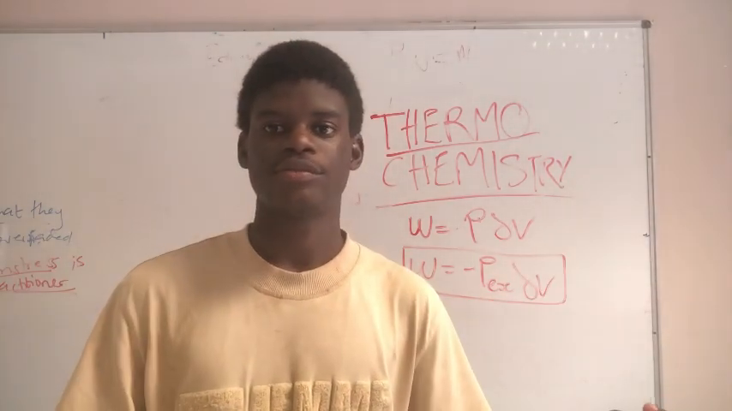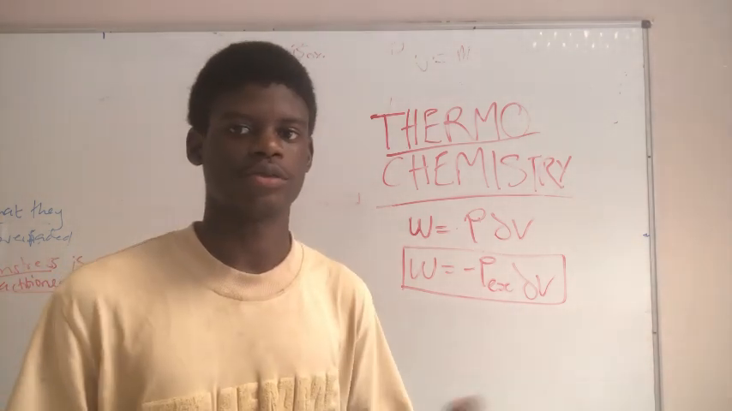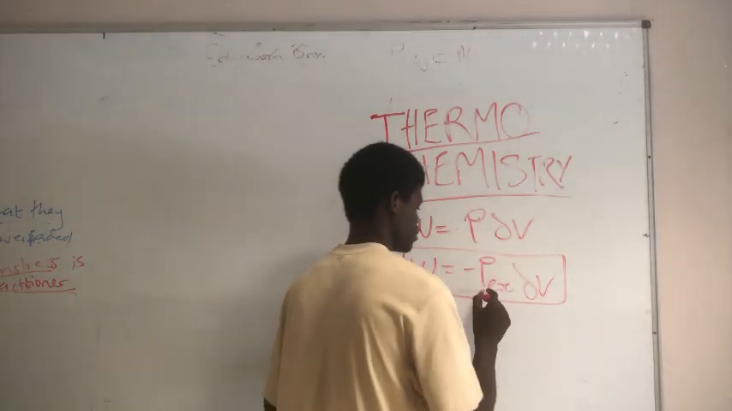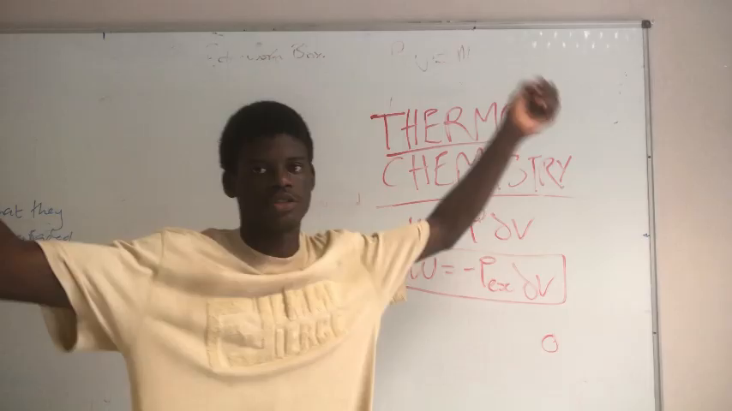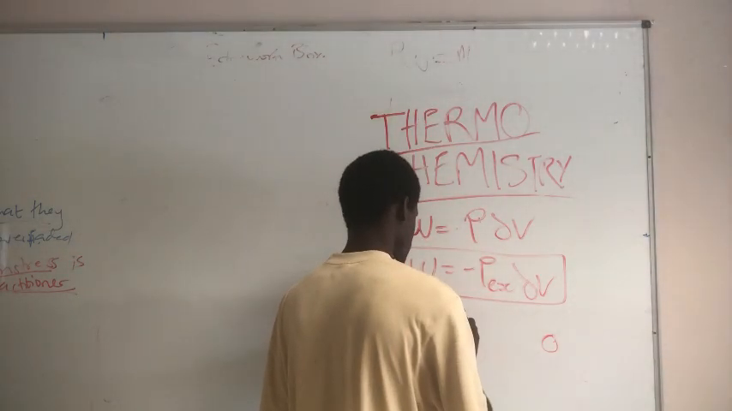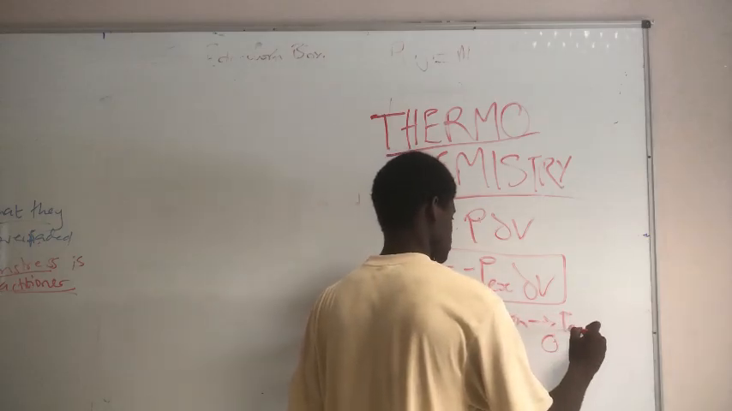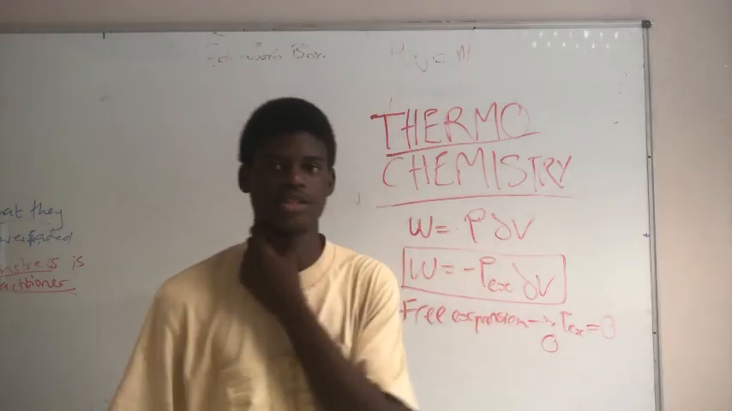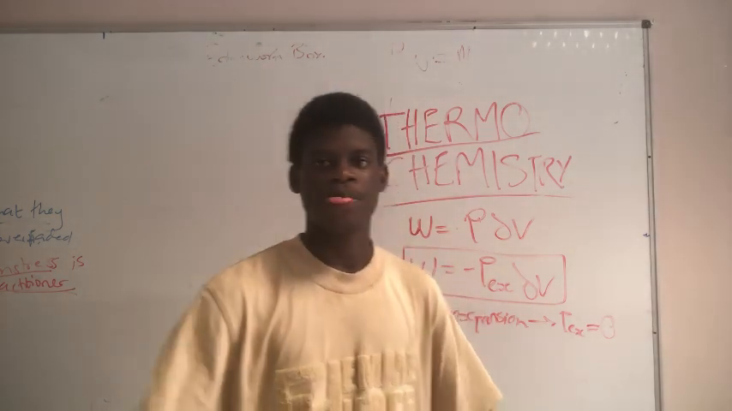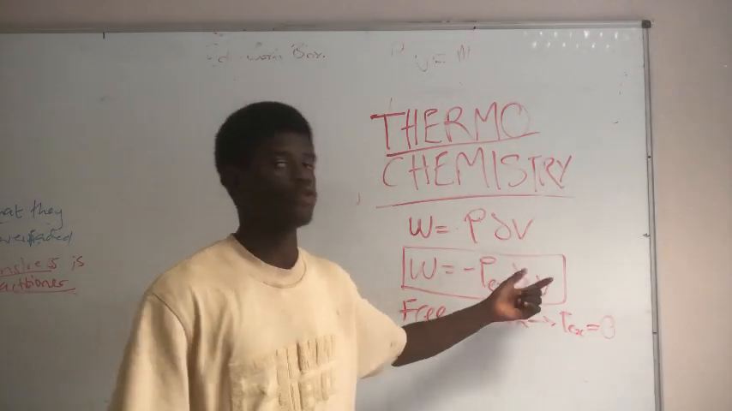Free expansion is when something is expanding against pressure, but there's no pressure acting on it. It's just expanding without any pressure acting on it. So for a free expansion, the external pressure is 0 because nothing's acting on it. Let me write it. For free expansion, Px is 0. And if Px is 0, work done is 0, because 0 times dV is 0. 0 times volume is 0.